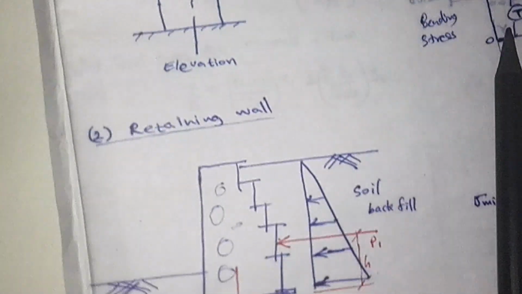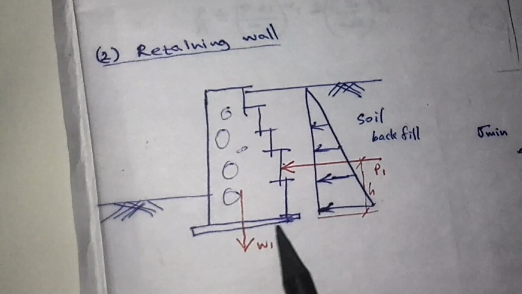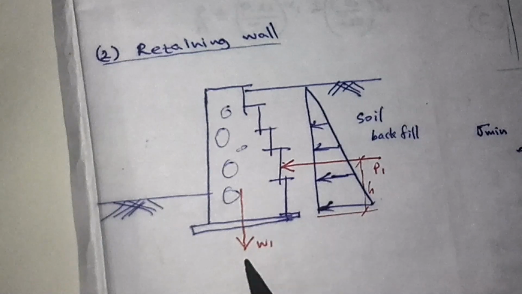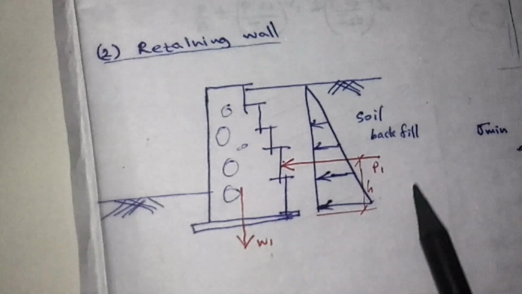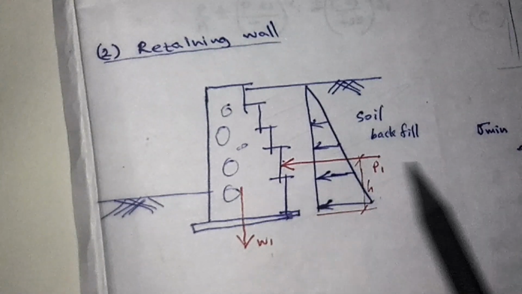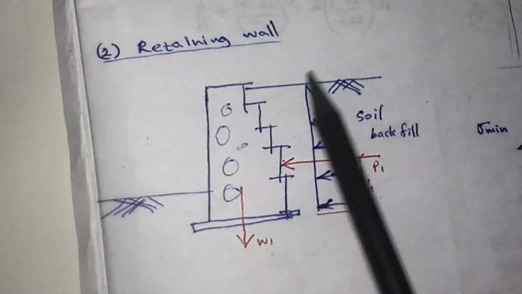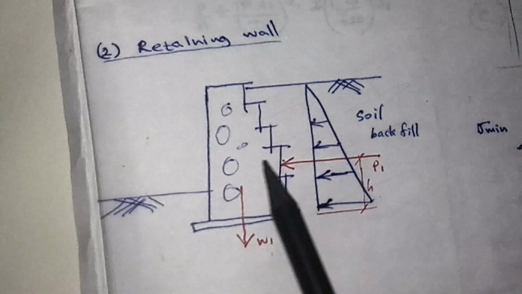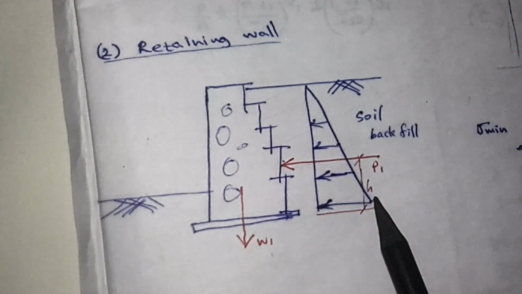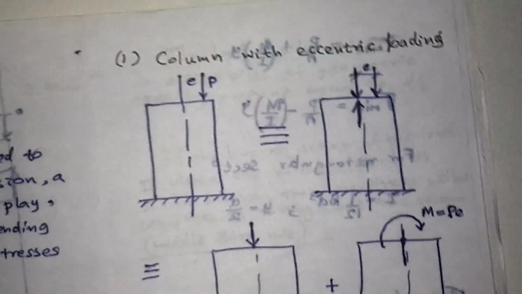And again, consider this retaining wall. Here its dead weight is acting in the direction of gravity, that is W1, and here you have soil. With that soil, another soil pressure is acting on this face of the retaining wall. When we consider the total of that, the resultant force is acting here like this, but the force has a distance h in the soil backward direction. And this one, column with eccentric loading, we are going to consider.